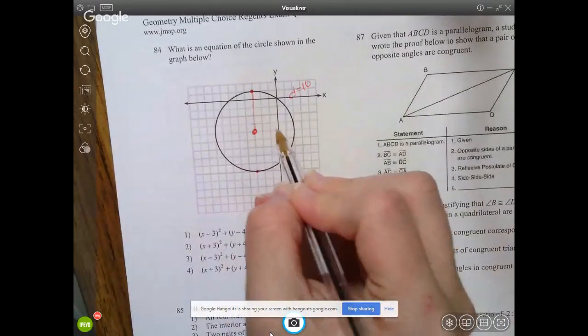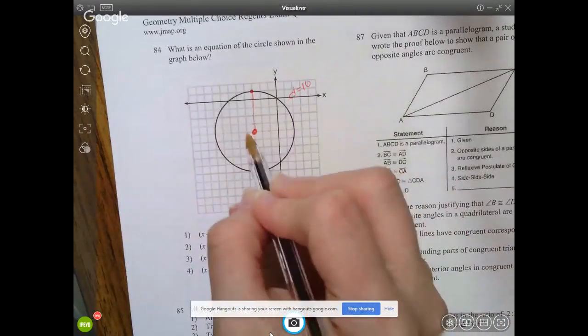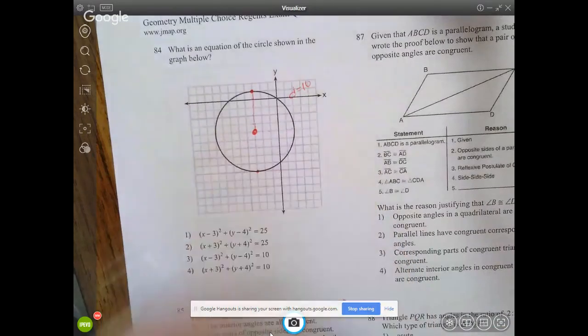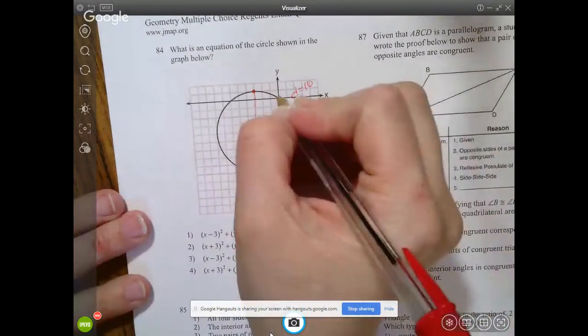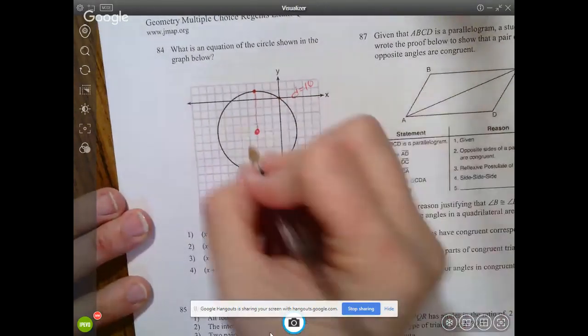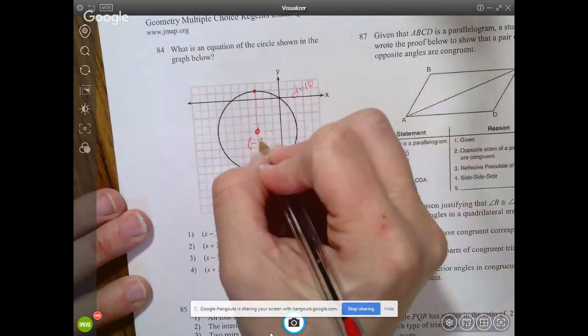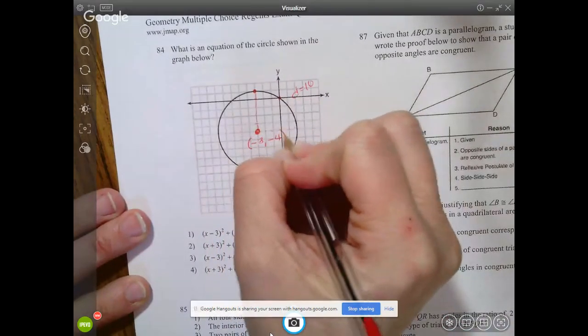1, 2, 3, 4, 5. On your test, it's going to be on the computer, but you can hold up a piece of paper to the computer screen and draw on the paper. So that might help you. So this point is, if this is the origin at 0, 0, this point is -3, -4.